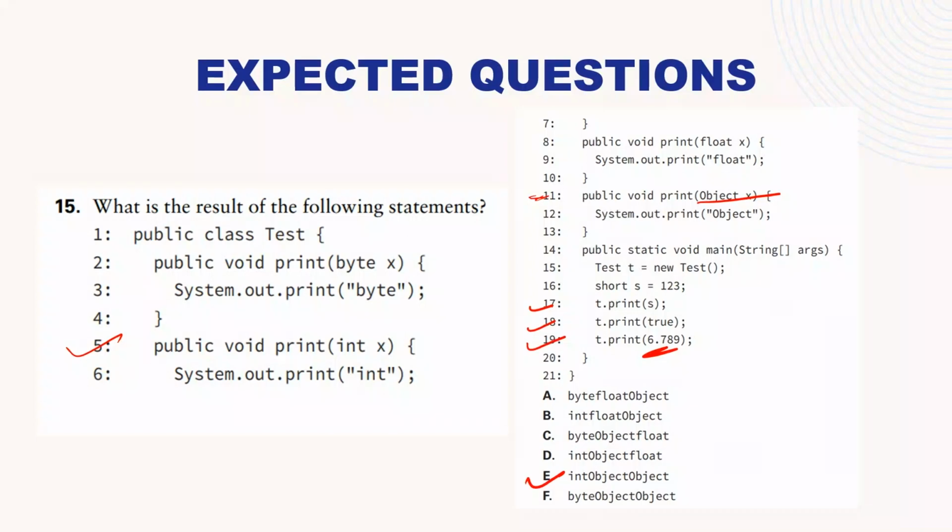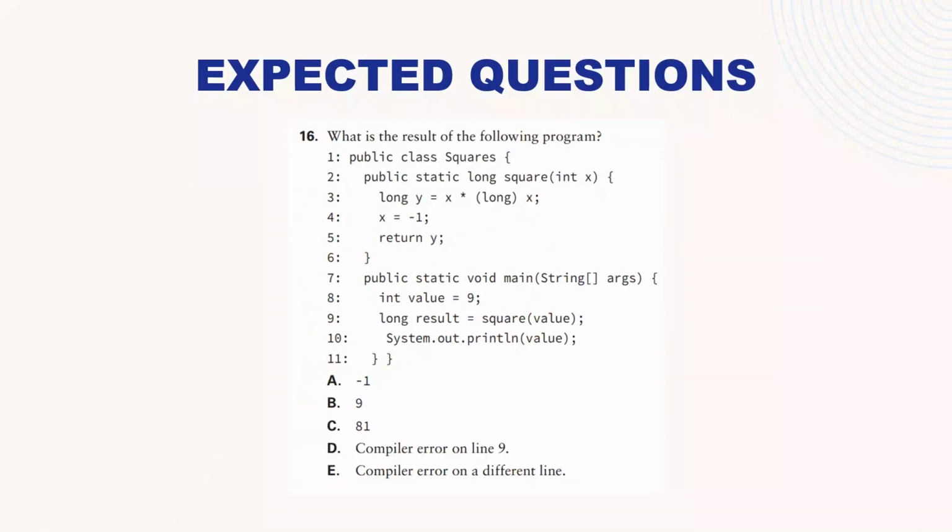I hope that is making sense, guys. Let's move on to the next question, question number 16. What is the result of the following program? Okay, now let's read through the options, guys. It's a pretty simple question actually, and according to me the correct option in this case will be B.